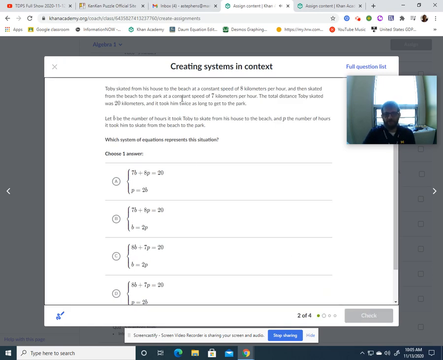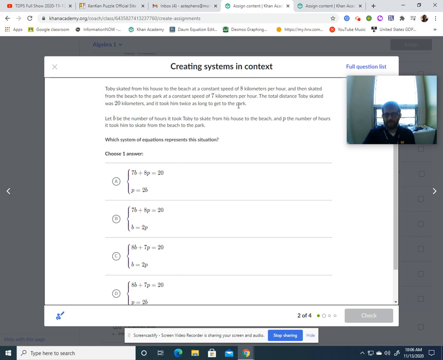Toby skated from his house to the beach at a constant rate of 8 kilometers per hour, then skated from the beach to the park at a constant rate of 7 miles per hour. The total distance Toby skated was 20 kilometers, and it took him twice as long to get to the park. Now, they tell us that B, the variables are in time. B, the number of hours it took, P, the number of hours. So we're going to have a time equation.